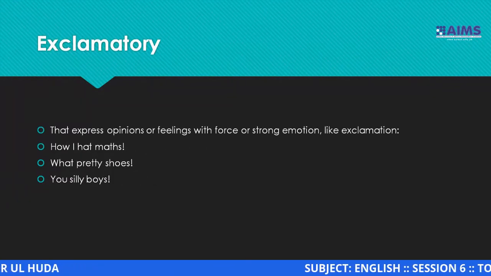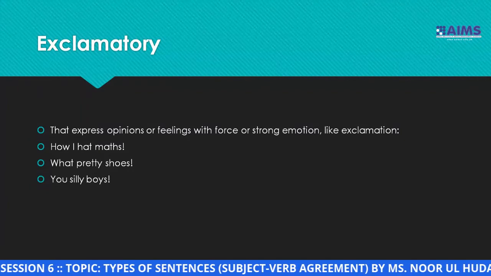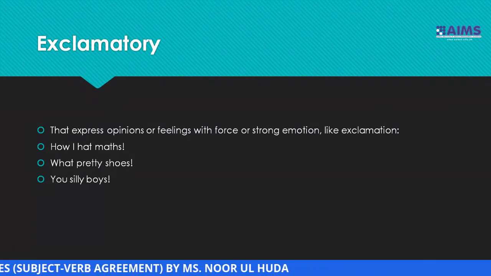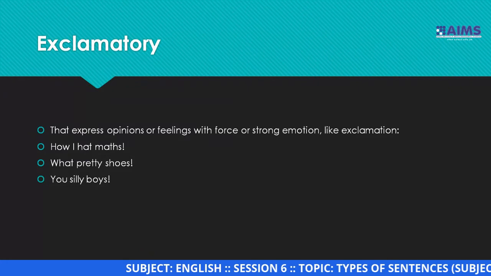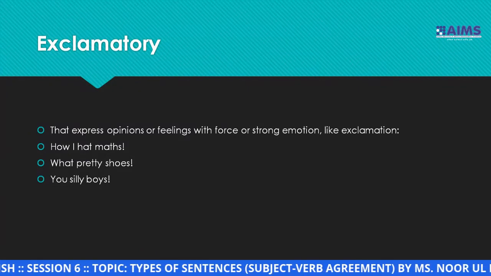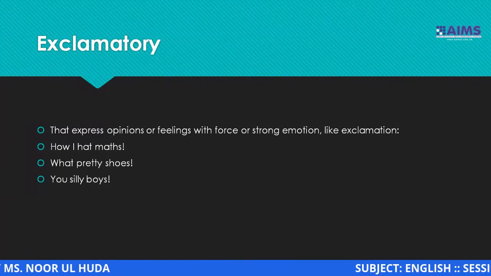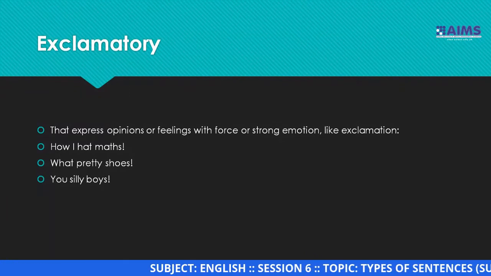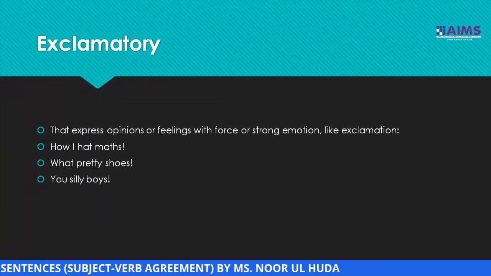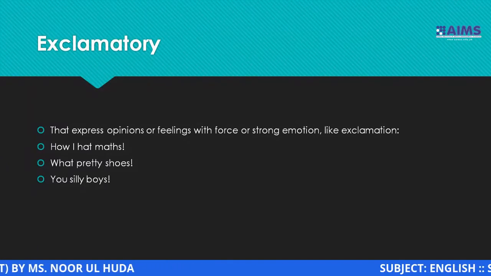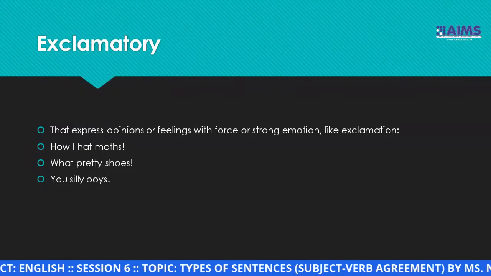Okay, moving ahead, exclamatory sentences are another type of sentences, used in speaking or in writing in a different way. They express opinions or feelings with force or strong emotions, like an exclamation. Let's suppose we have a strong feeling about something and we say it in a passionate way, an aggressive way, meaning our emotions are strong. Our words are just the way to communicate our emotions. Then only we use exclamatory sentences.